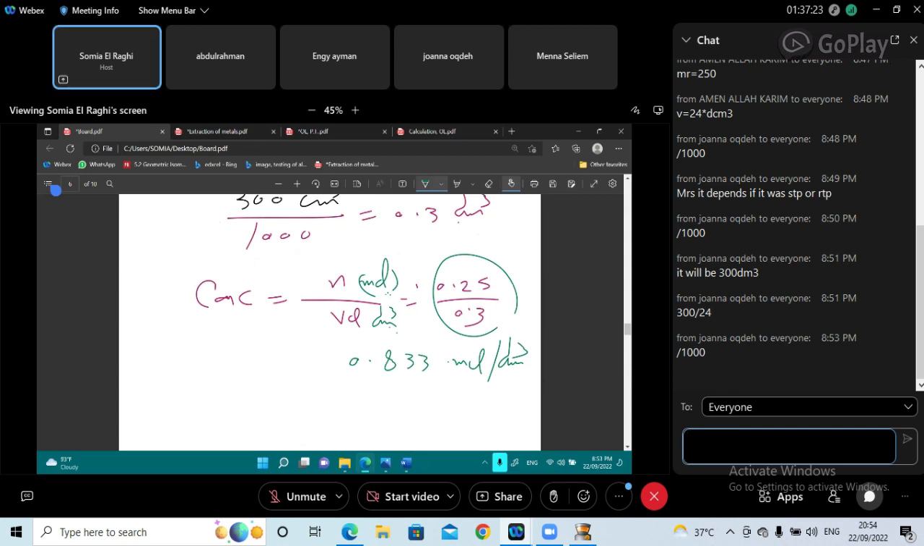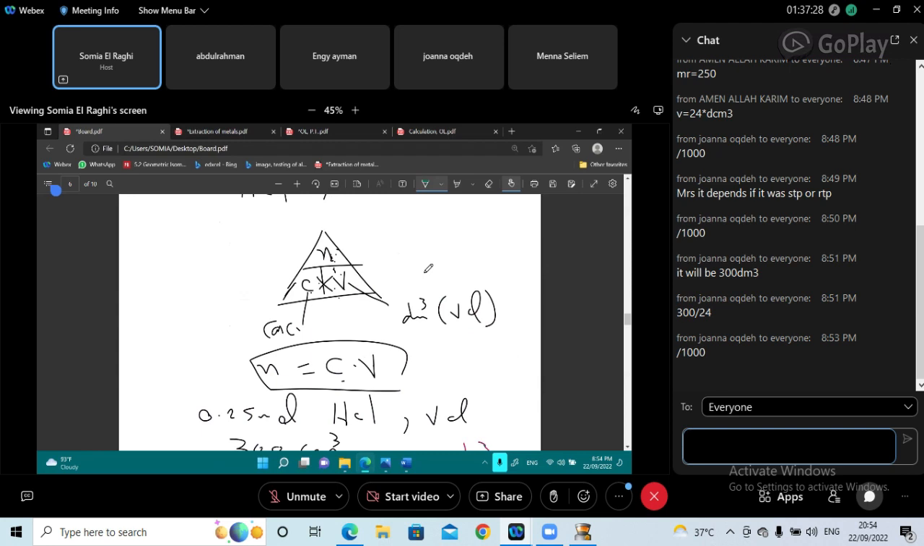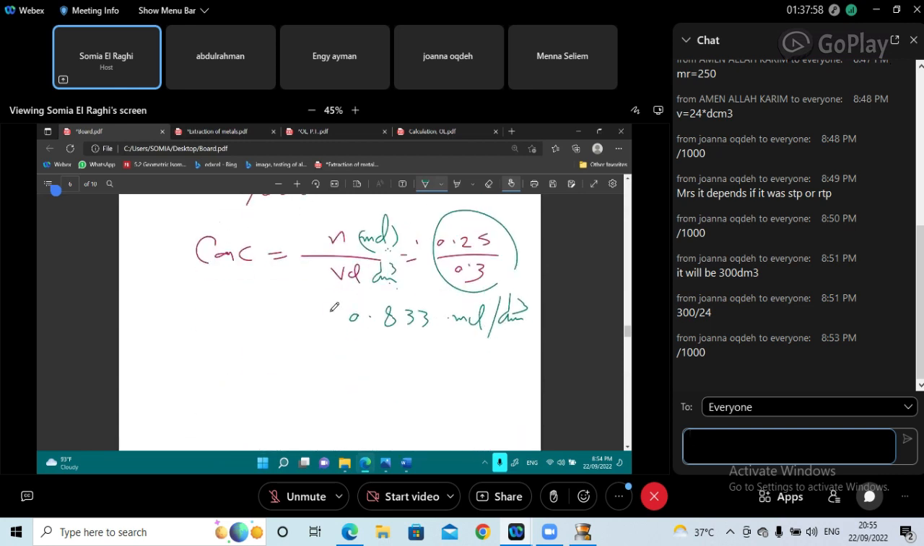I repeat this rule again. If you have a solution, that means we have a volume of solution. Please always check that the volume is given in decimeter cube. If it is given in cubic centimeter, just divide by 1000. Easy step. So you convert the volume to the right unit, and you need to find the concentration. For example, if they give you a number of moles, just divide. That's it. Okay?